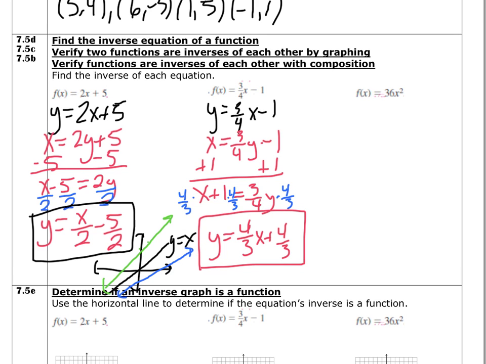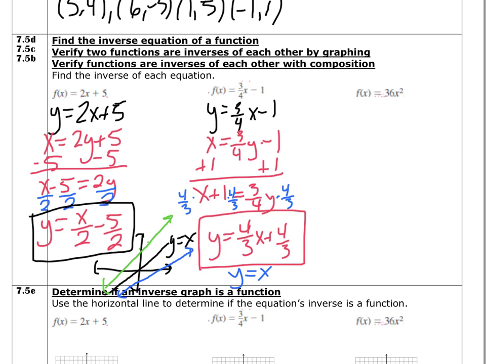Again, you can check if you have it right in your graphing calculator. Type this equation here, type this equation here, and then also add the line y equals x. When you graph all three of them, you should see some type of flipping relationship.